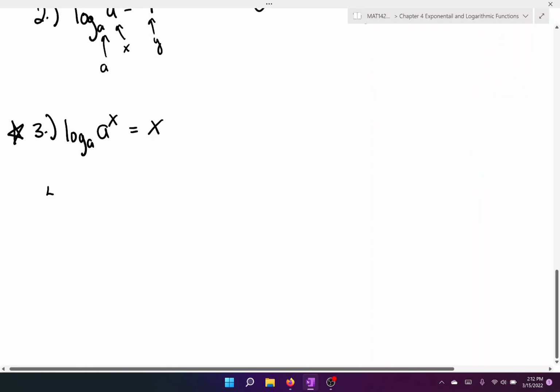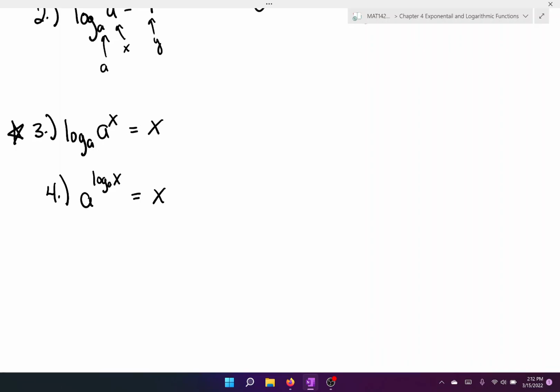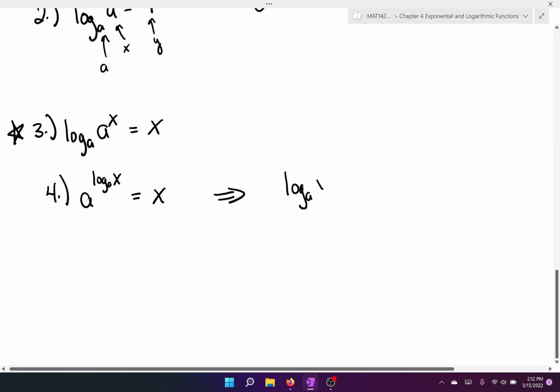And then the fourth property right here is going to be a raised to the log base a of x equals x. Okay? So make sure that you understand these properties and make sure you know when you can apply them and everything. Remember, you can always go back to the basic definition of what a log is. And remember, I'm going to write it out over here to the right. Log base a of x equals y if and only if a to the y equals x.